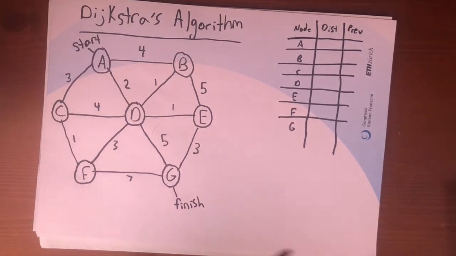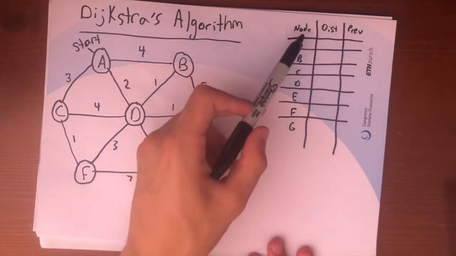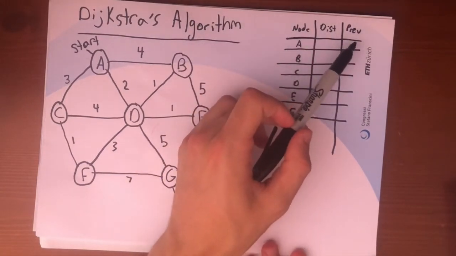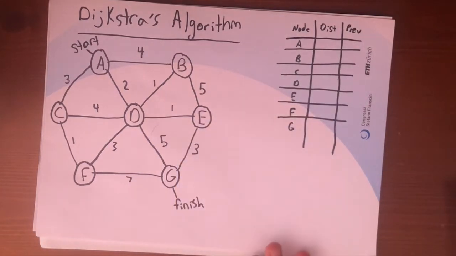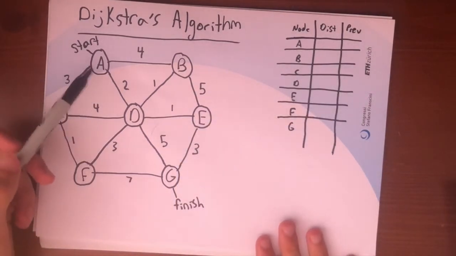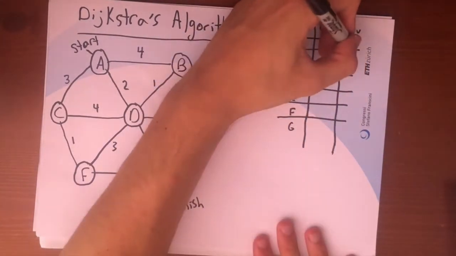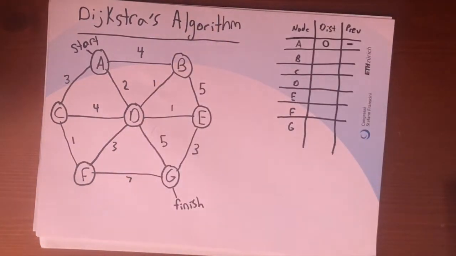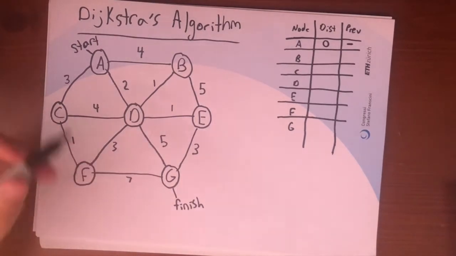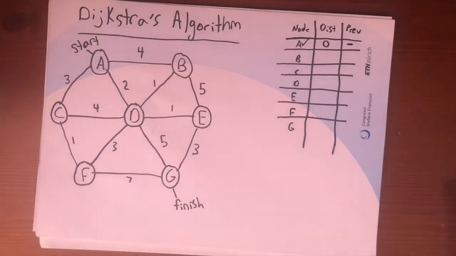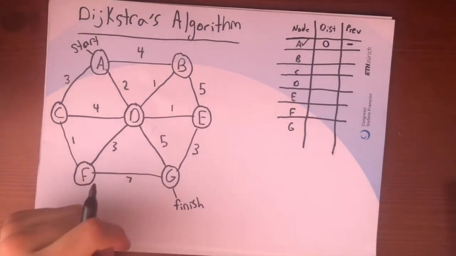We're going to organize this in a table where we have the node names, the distance to the start, and the previous node visited on the path. So obviously A is our start node, and the distance back to the start is 0, and there's no previous node. And once we guarantee that we found the shortest path to a node, we're just going to write a little check mark next to the node name, meaning that we know the shortest path to that node already.